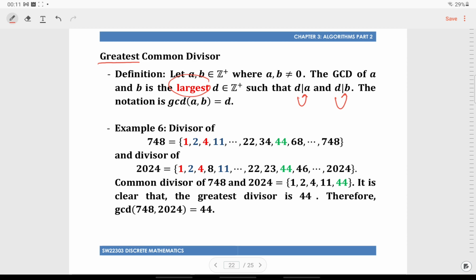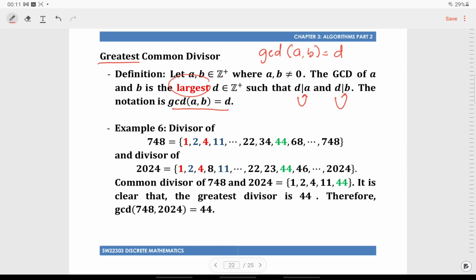Okay, how do we write the GCD? To write the GCD, we need to use this notation. We use the small letters gcd, and put a and b inside the parentheses, equal to d. This is the complete notation for the GCD.